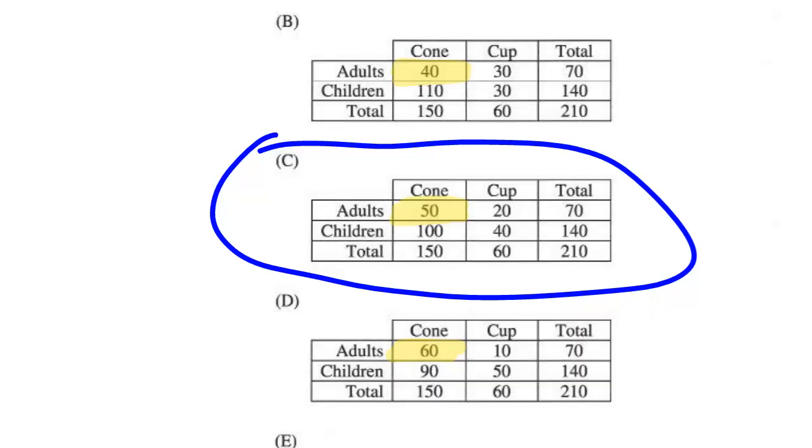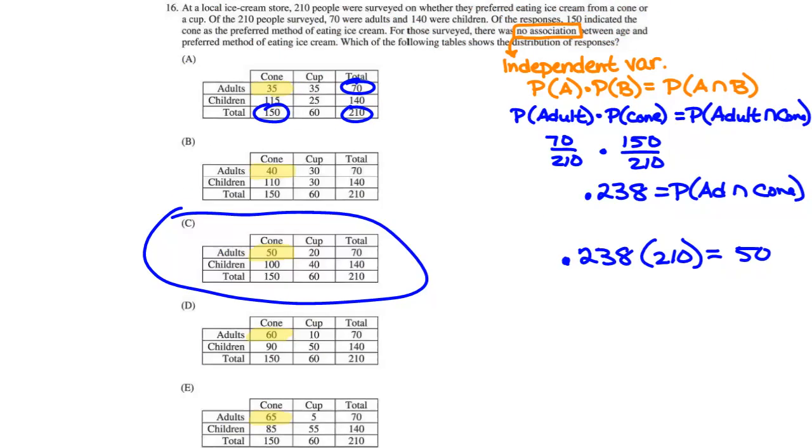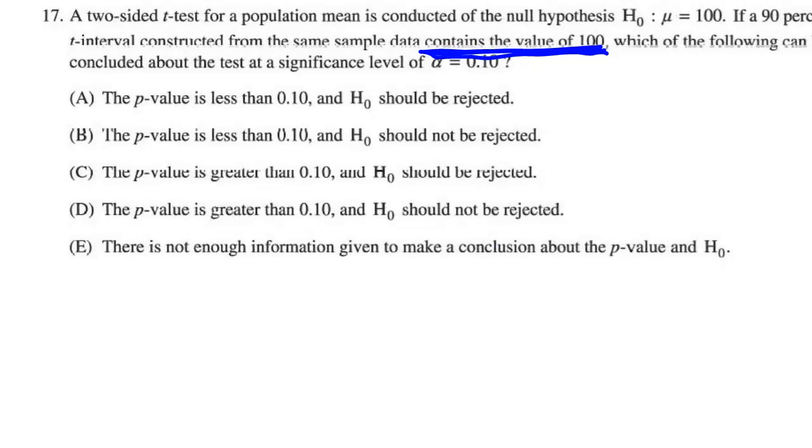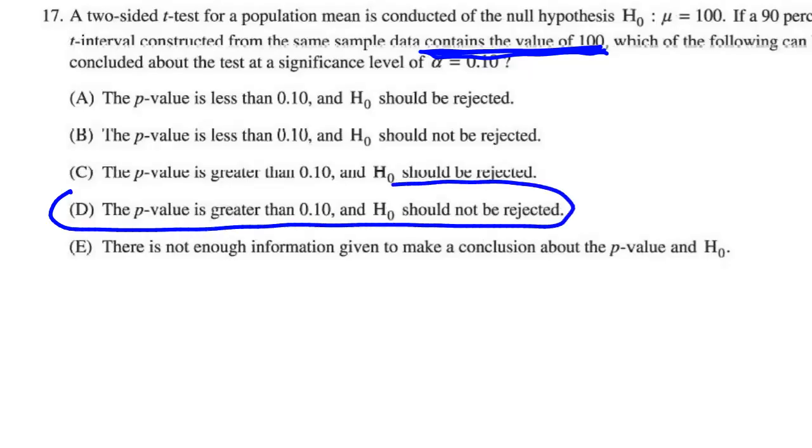All right. I've got just enough time to do number 17. We were about a 50-50 split on number 17. A two-sided t-test for a population mean is conducted of the null hypothesis, mu equals 100, if a 90% t-interval constructed from the same sample data contains the value of 100. If our null value is in the interval, would you reject or fail to reject? You would fail to reject. If you fail to reject, is p bigger or smaller than alpha? Bigger. So the p-value is greater than 0.10, and the null hypothesis should not be rejected.